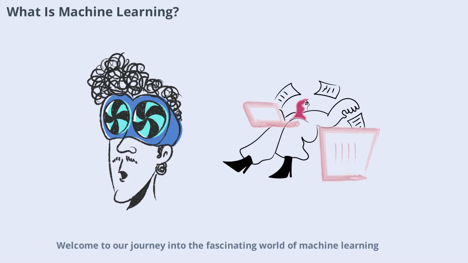Welcome to our journey into the fascinating world of machine learning. At its core, machine learning is all about teaching computers to learn from data, rather than following strict step-by-step instructions. Instead of programming every single rule, we let the computer analyze patterns and make its own decisions. This approach has revolutionized how we solve problems, from recognizing faces in photos to recommending your next favorite song.